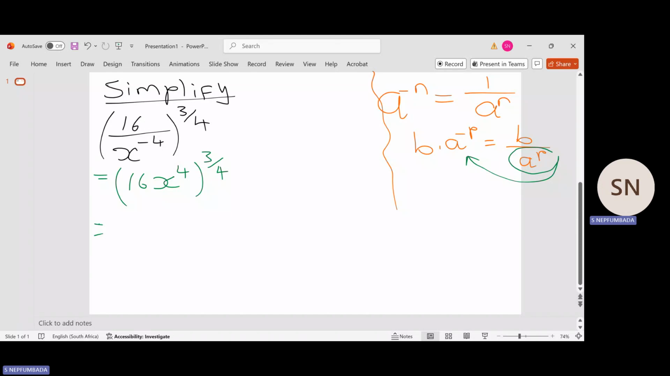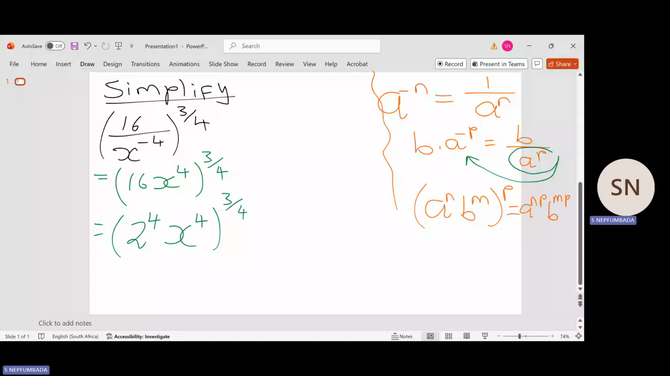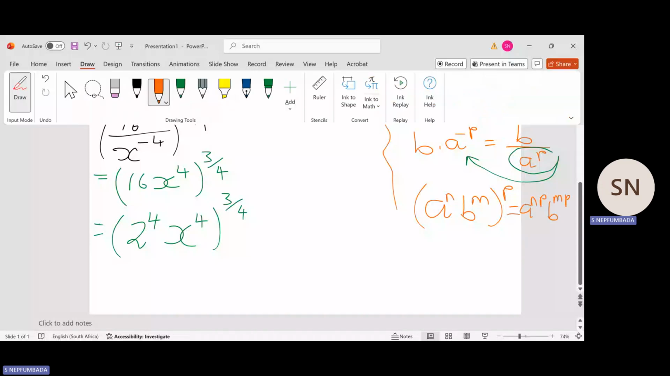we can change our 16 and write it as 2 to the power of 4 and copy that one. So again, if we go to the laws of exponents, this one says if we have a to the power of n, b to the power of m, all to the power of p, this is equal to a to the power of n multiplied by p, b to the power of m multiplied by p. So it simply means that the exponent is going to multiply each and every exponent that is inside the brackets.